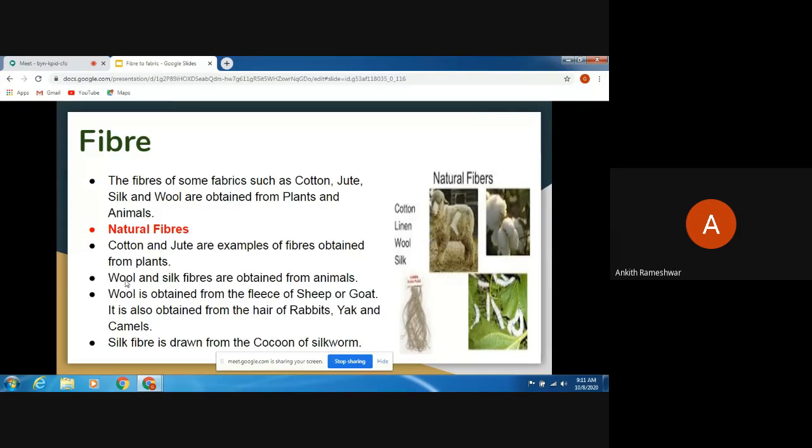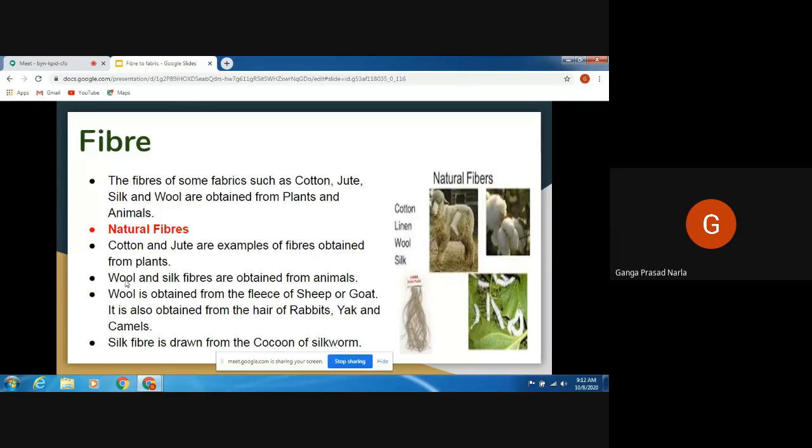All of you answer the question in the chat box. Which fibers are obtained from plants? Natural fibers. Could you give two examples? Which fibers are obtained from plants?